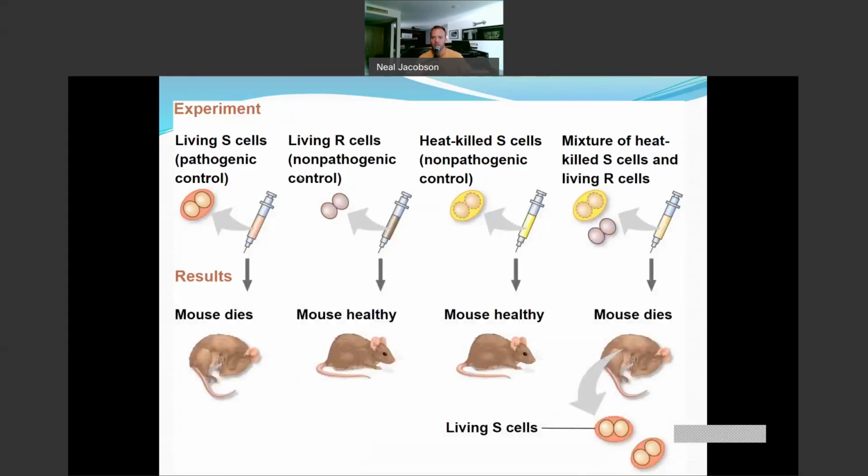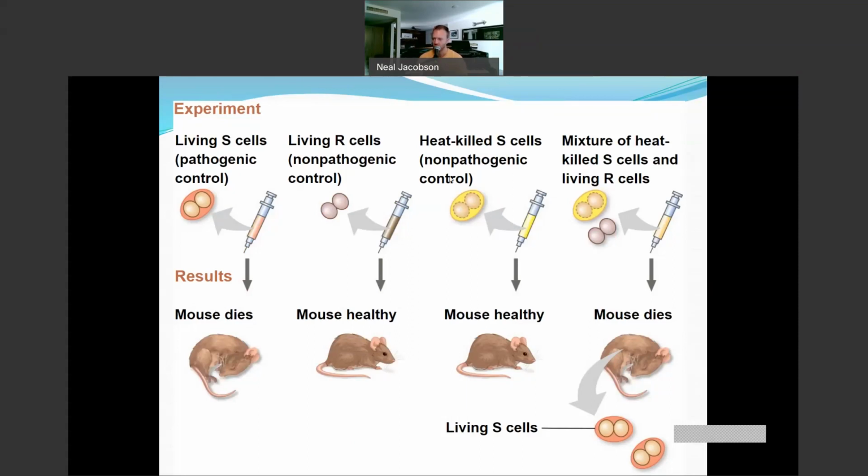And so here's how he set up his experiment. There's 4 different parts to it, right? The first part was that he took the deadly bacteria and he injected it into a living mouse, and it killed the mouse. So that was proof, that's sort of a control, a pathogenic control. That was proof to him that the deadly bacteria was actually deadly. Then he took the benign bacteria and he injected those into a mouse just to show that they were not deadly. Then he heat killed the deadly bacteria. So this would be a non-pathogenic control. So he heat kills the deadly bacteria and injects them into a mouse, and it doesn't die. So it's just showing that when the deadly bacteria are dead, they can't kill a mouse.